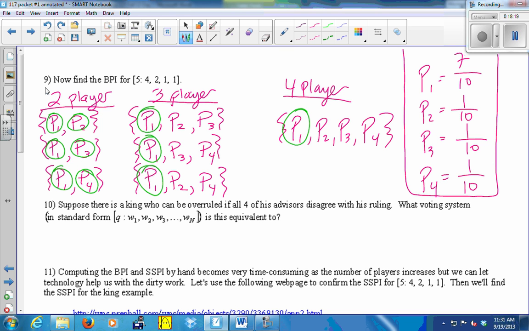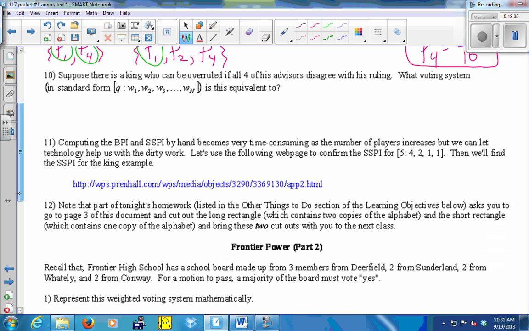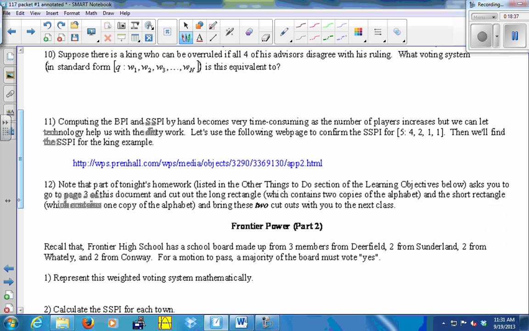All right, so we now have 2 ways of measuring power. Banzhaf Power Index, or BPI for short, and the Shapley-Shubik Power Index, which we say SSPI for short. Shapley and Shubik, again, are 2 mathematicians who invented the method. All right, so suppose there's a king.